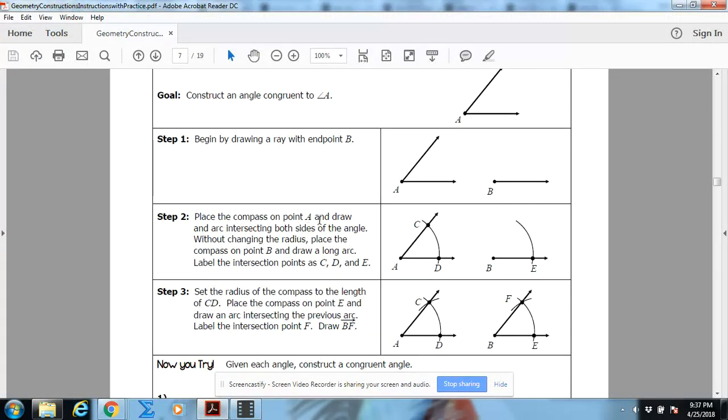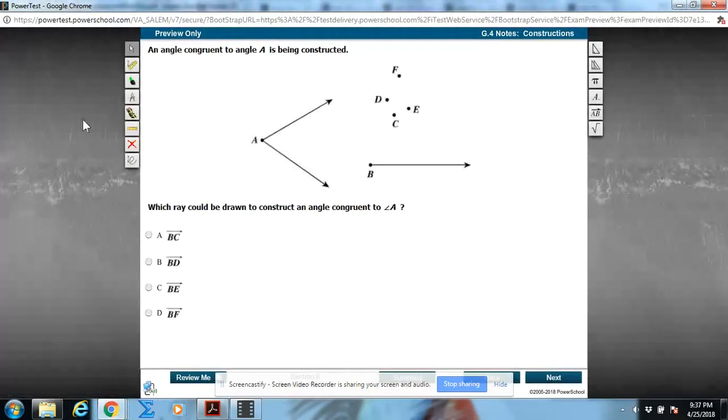Place the compass at point A and draw an arc that intersects both sides of the angle. That's our go-to first step for angles. Over here at angle A, draw an arc that intersects both sides. Now, using that exact same radius, come over to the second ray and draw a corresponding arc.